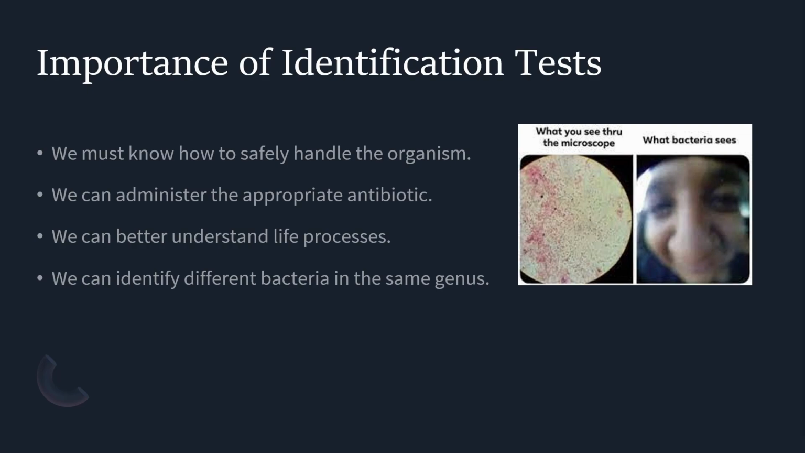It is pretty important. We must know how to safely handle the organism, whether it's a BSL 1 or 2. We don't know, so we have to be able to identify it and make sure we proceed safely. We must be able to administer the appropriate antibiotic in case somebody is sick and we want to treat them for the right bacteria. Different organisms can help us understand life processes.